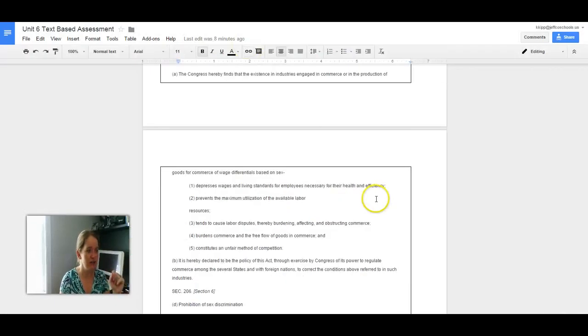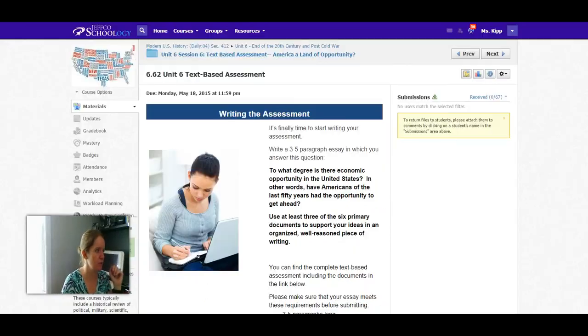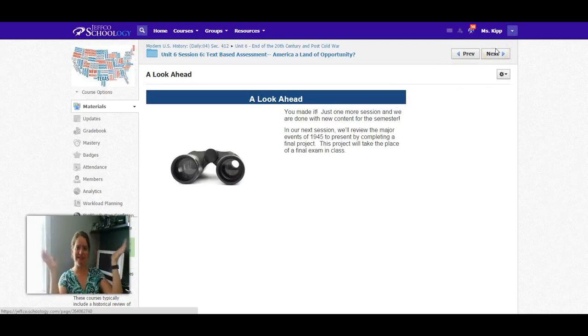Now, I will tell you, when I first started looking at this text-based assessment, the very first thing I did, and of course I'm looking around for my copy. Oh, here it is. I printed a copy of this assessment and I wrote notes all over it. That's a really good idea, okay? So print out the assessment, take some notes on it, and that's going to help you a lot in your writing as you're thinking about which sources to use. So you submit it there, and then that's the end of the session.